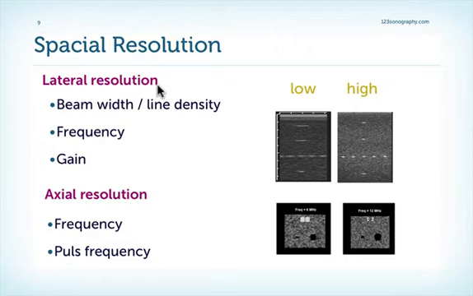Lateral resolution is defined as the ability to distinguish between objects which are on the same line, or in other words, at the same depth, while axial resolution is defined as the ability to distinguish between objects which are on the same axis at slightly different depths. Here's an example of a phantom that has been scanned with 2 different transducers.